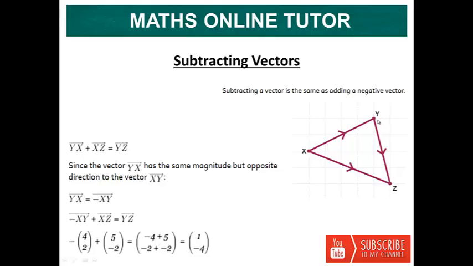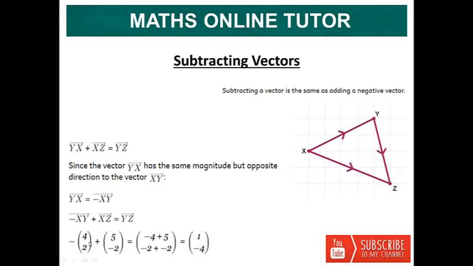Okay, the addition of yx vector to xz vector is equal to yz vector. Basically, I can move from y to z following an alternate path from y to x and then x to z. Yx vector is the same as xy vector but in the opposite direction. Therefore, yx vector is equal to minus xy. So if I add minus xy to xz vector, then it is equal to yz.